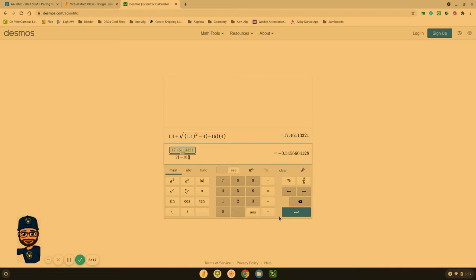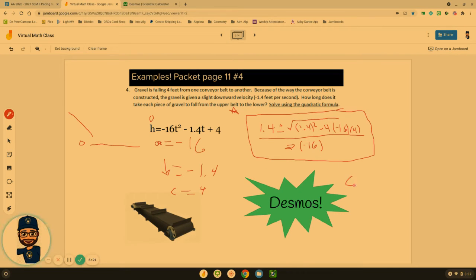So we get a -0.55. So we get 0.55 negative, meaning it could take -0.55 seconds, right? Seconds. So how long does it take to get down there? Negative seconds? No, we can't have a negative answer. So that's not the right one.